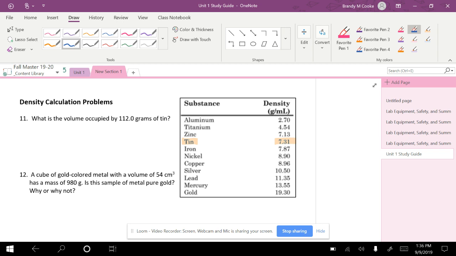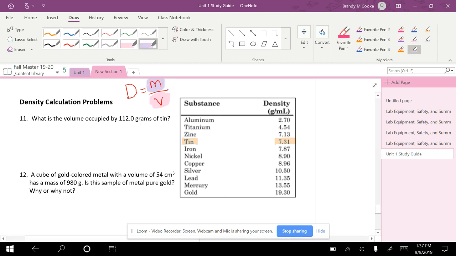Whenever you have a calculation problem, you should be given two of the three variables, and that's because how else would you solve it for your unknown if you didn't have other variables? So d equals m over v. So in this first question here, it wants to know what is the volume. So that's my end goal. That's what I'm looking for. What is my volume occupied by 112 grams of tin, which is my mass?